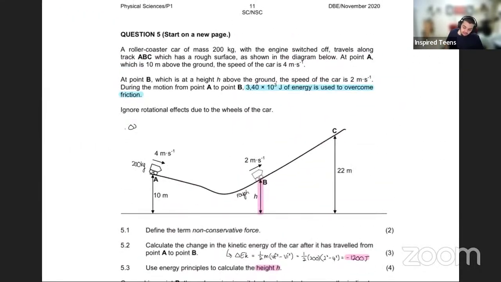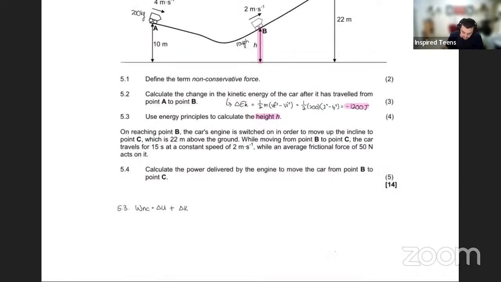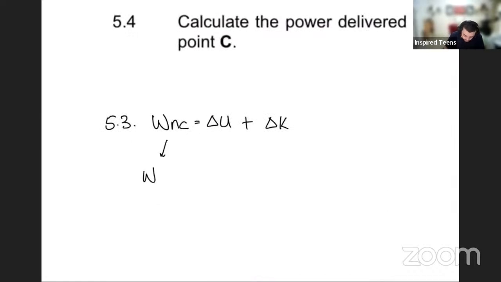Let's consider what the non-conservative forces acting on this object from A to B are. We definitely have friction, because it's a rough surface, but we don't have an applied force because they say that the engine was switched off. So this thing is just moving with gravity, not because of the engine. So WNC, the work done by frictional force, is equal to mg times h final minus h initial, plus half m times v final squared minus v initial squared.